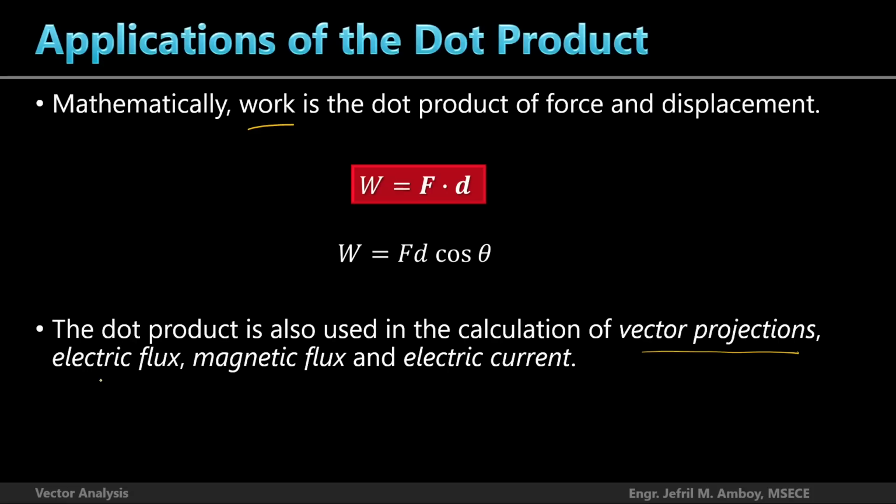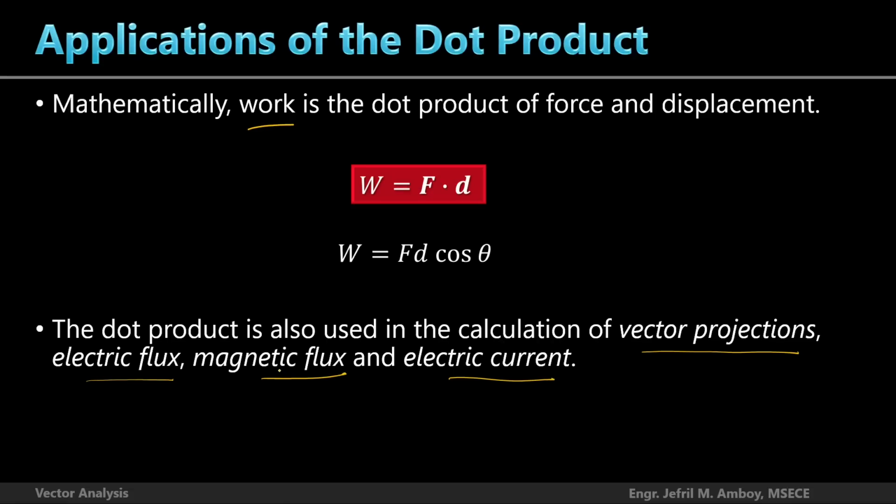We also use the dot product to calculate the electric flux, magnetic flux, and electric current. For example, you are given the current density. We can calculate the electric current from the current density making use of the dot product. Likewise, if we are given the electric flux density or the magnetic flux density, we can get their corresponding flux, the electric and the magnetic flux, with the use of the dot product. So these are some of the topics that we will discuss in electromagnetics.